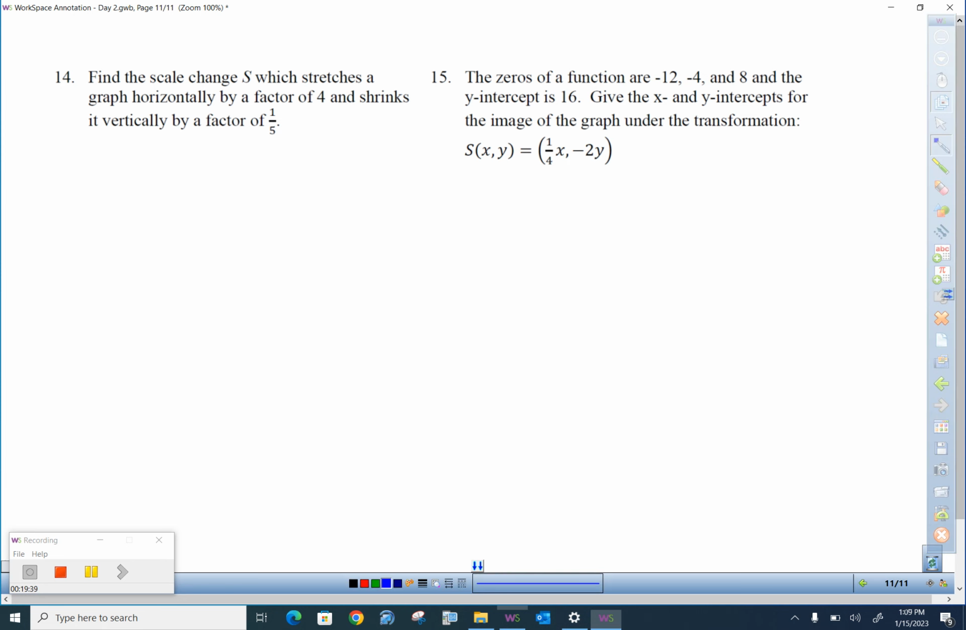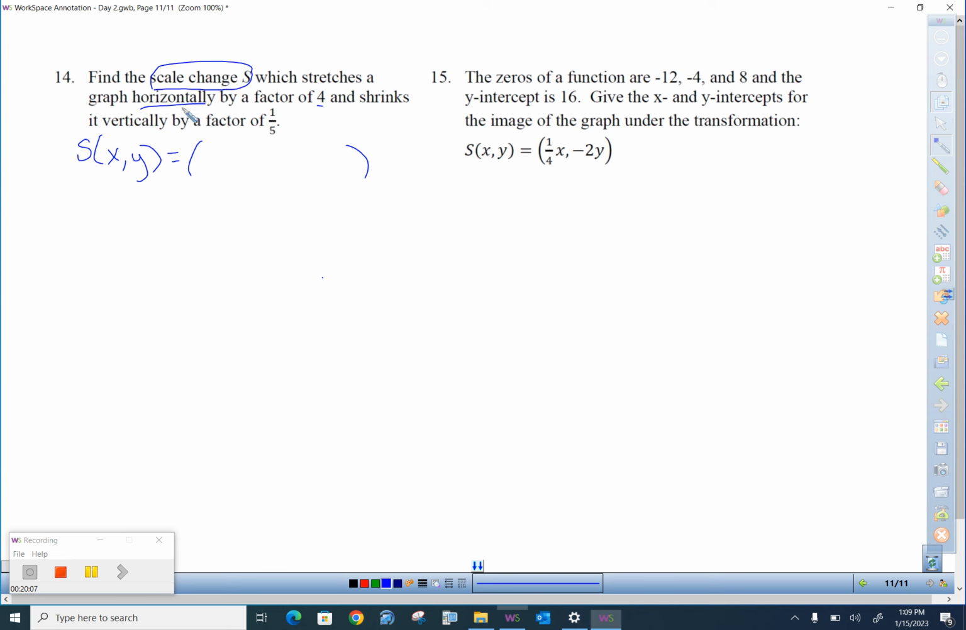Last two are pretty straightforward as long as we understand what a rule does. And remember, a rule is directly related to the graph. So this asks you for the scale change S. That's our rule. It started out as (x, y). And we want our rule to say that we're stretching the graph horizontally by a factor of 4 and shrinking it vertically by a factor of 1/5. So we know horizontally means that 4 has to go with the x, and vertically means that 1/5 has to go with the y. But remember, the rule is directly related to the graph.